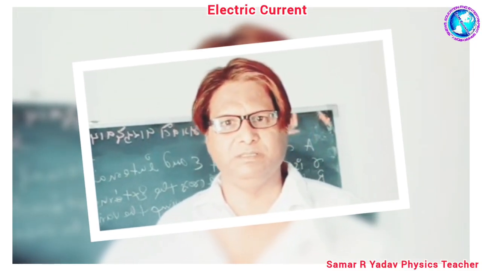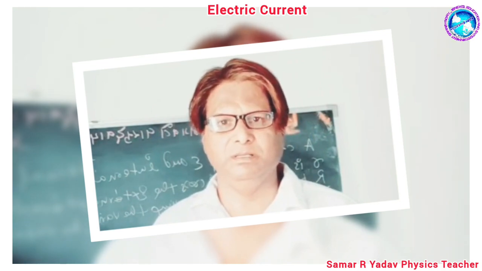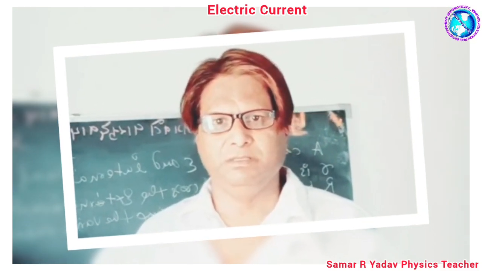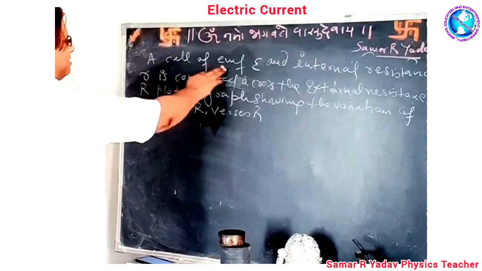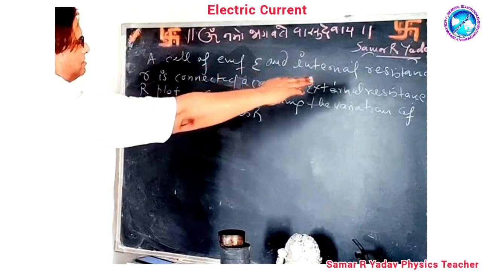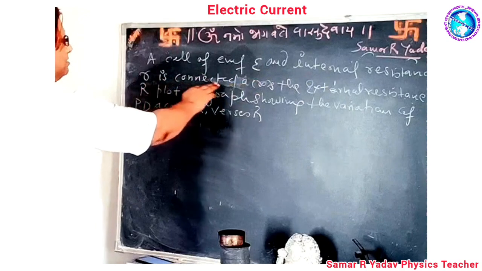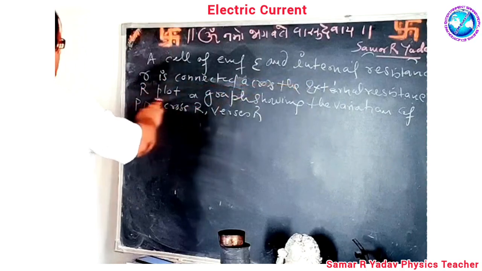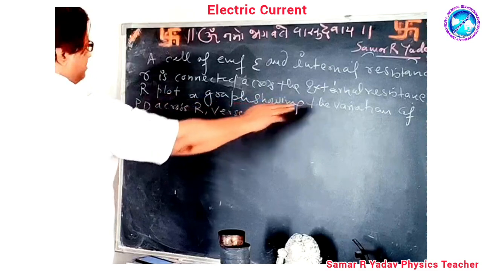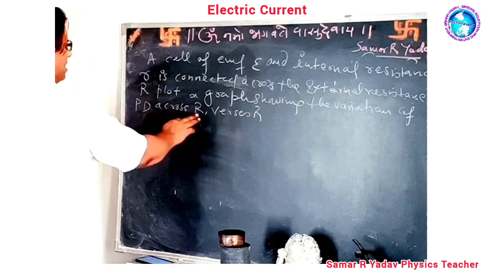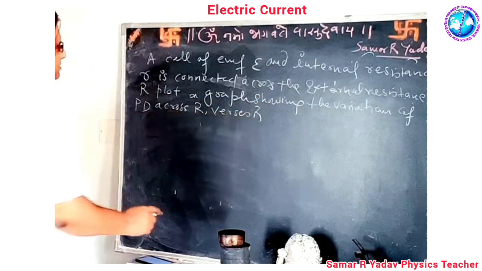Today in physics, electric current, now we see one numerical. The numerical is like this, as you can see here. A cell of EMF E and internal resistance small r is connected across the external resistor R. Plot a graph showing the variation of potential difference across R versus capital R.